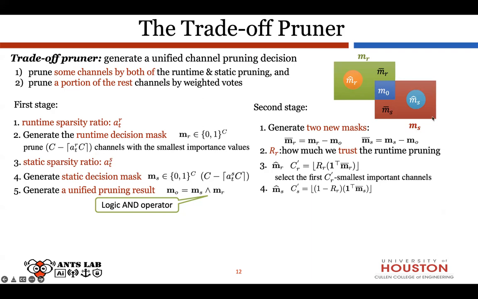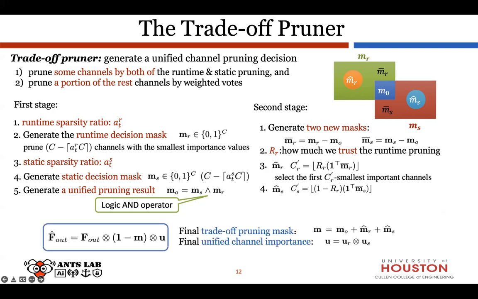And also for this static channel pruning scheme, we can generate a new mask, MS height, which is related to the static channel pruning. And here we choose the parameter 1 minus RR in this set. And finally, we will have our pruning results.